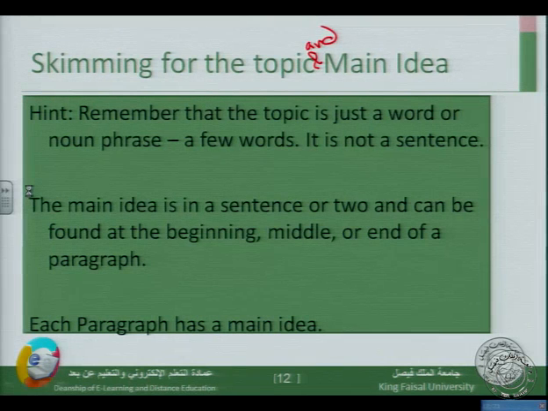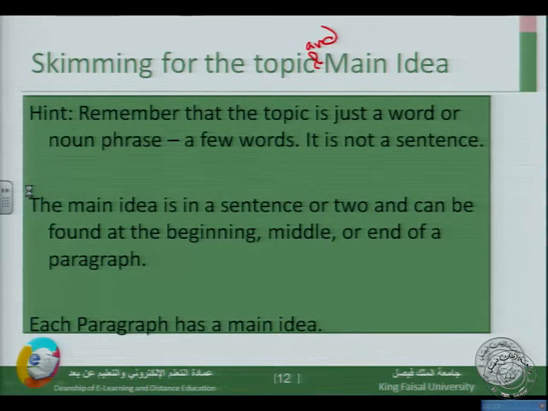They can be found at the beginning, in the middle, or at the end of a paragraph. But usually, you find it at the beginning of each paragraph. Usually, about 85% of the time, you find the main idea at the beginning of each paragraph. So if you have a passage of 3 paragraphs, then you need to know that you have 3 main ideas, because each paragraph has a main idea. Okay?